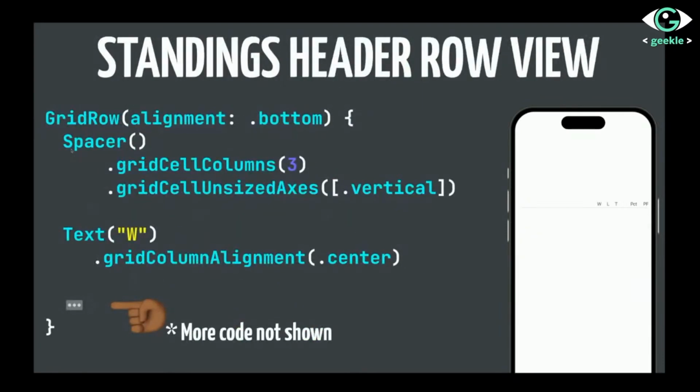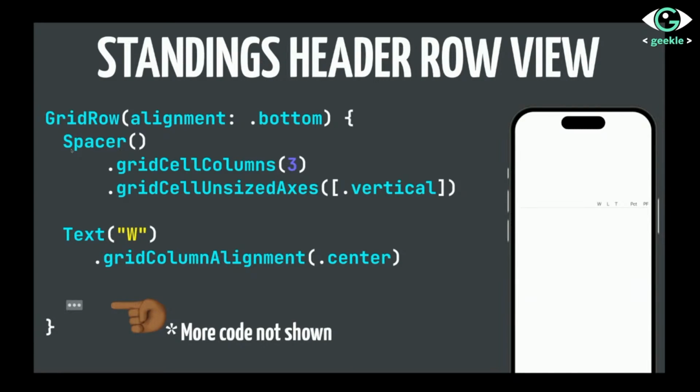Inside of the header, we have a spacer, and we're setting it to 3 cells. So that gives us the space that we need at the beginning. We can then say, by adding this, we can put the grid cell unsize axis to vertical, which will also help with some of the alignment. And then we want to have all of the headers to align to the center. So we can apply .gridColumnAlignment to center. So there we go.